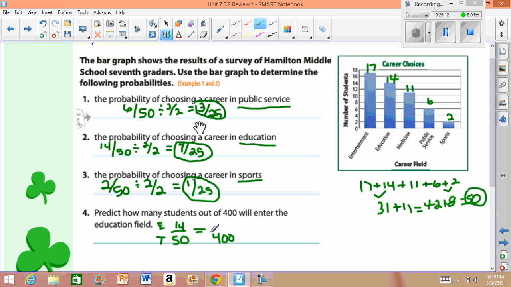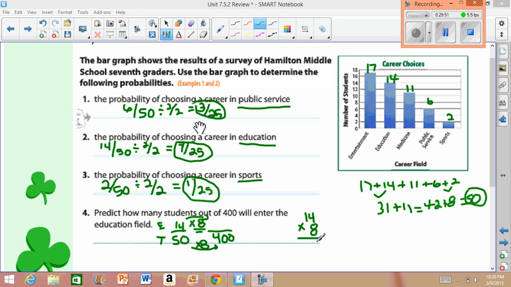So we've got to solve this problem. We could use cross products and multiply 14 times 400 and then divide by 50, but there's an easy way to get from 50 to 400. I know that 5 times 8 is 40, and I can add a 0. So that means I can multiply 50 times 8 to get 400, which also means on the top, I can do the exact same thing. I can multiply 14 times 8 and get my answer.